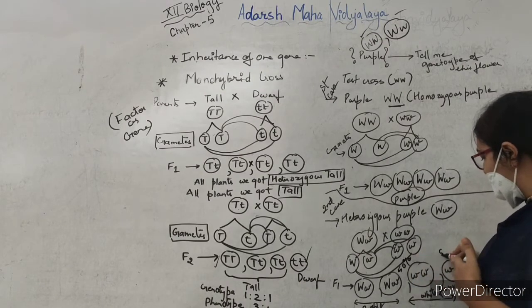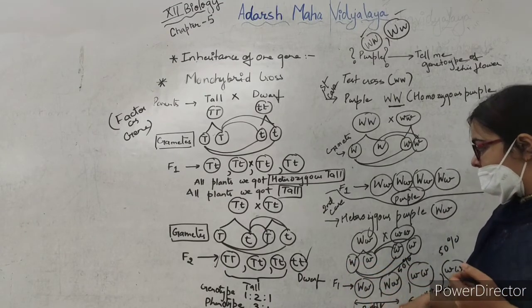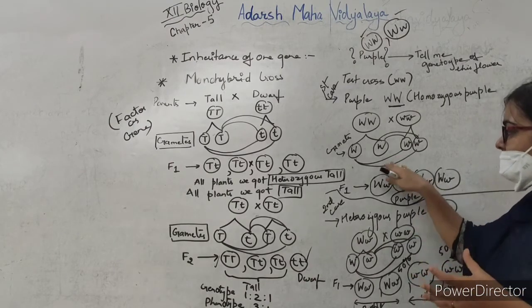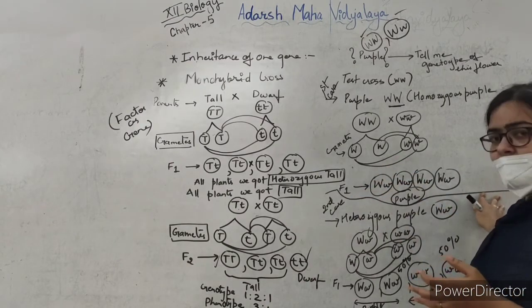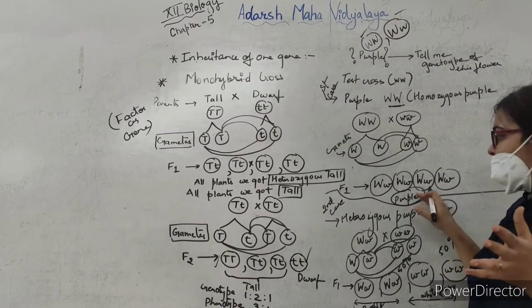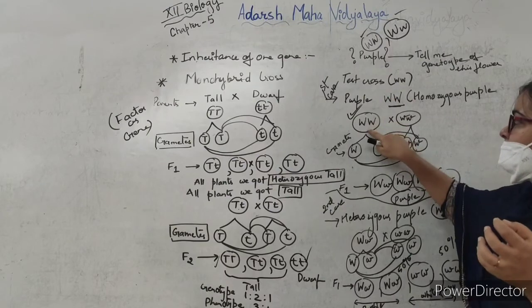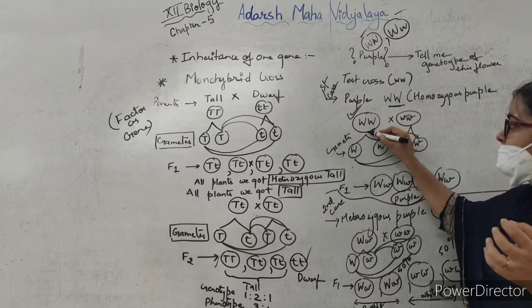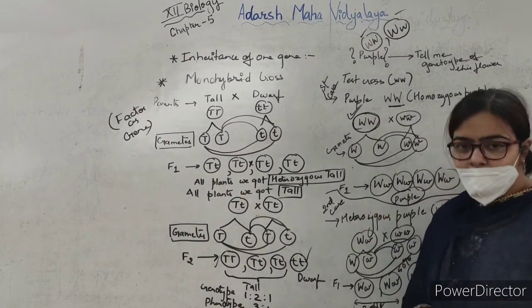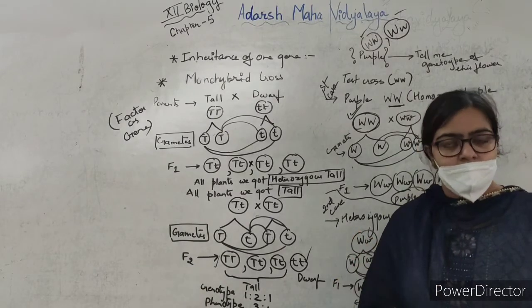So while crossing the plants, when you get a 50% result, you are sure that the plant is heterozygous purple, heterozygous for a particular character. And when in the F1 generation you get all the plants as the same dominant trait, that is purple, you are sure that the given flower was having a homozygous genotype.